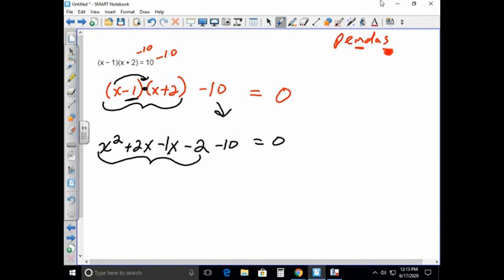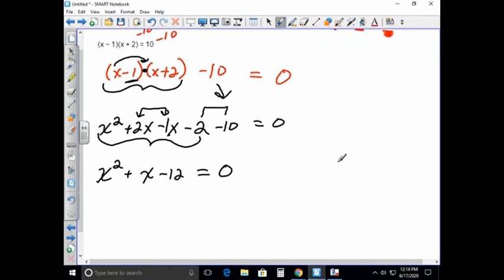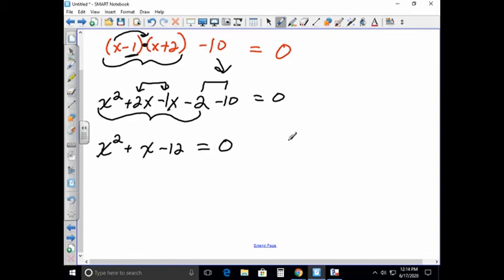Now combine like terms. You only have one x squared term. These are both x's, so 2 minus 1 is 1x. And then these are alike. Minus 2 minus 10 is negative 12. So we have combined the left, but it's still not factored. So we need it factored.